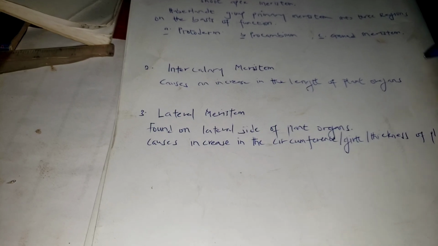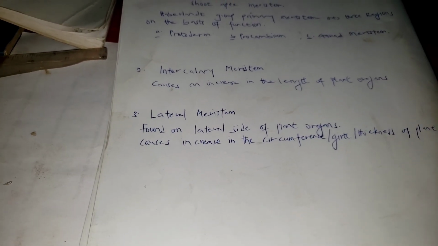Sometimes too, we can encounter the intercalary meristems at the base of leaves. So they are responsible for the increase in length of leaves. So they cause an increase in length of plant organs.